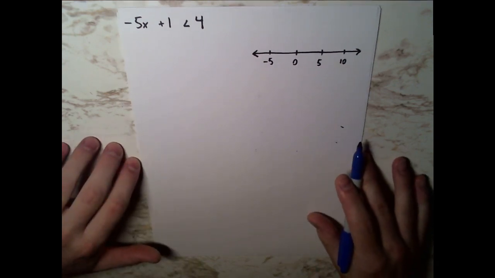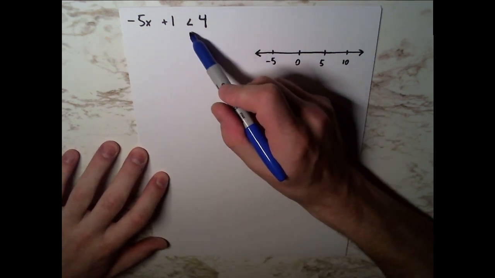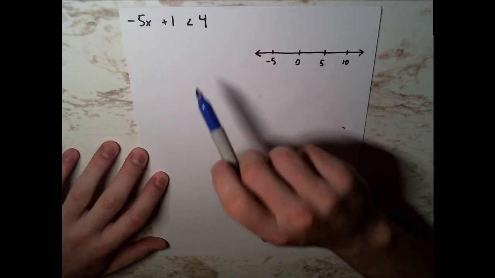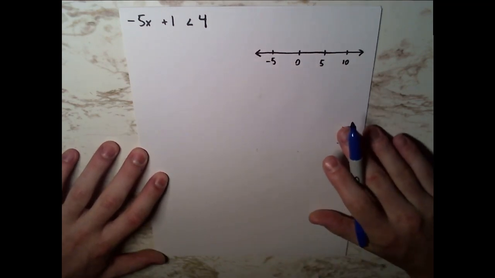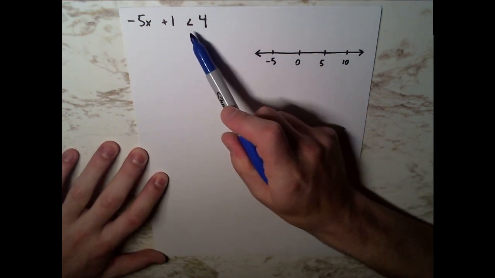When you're solving these, you just want to treat it like it's a normal equation. So you can treat this inequality sign here just like it's an equal sign. And the one thing to remember is that if you ever multiply or divide by a negative number, the direction of this sign is going to flip.